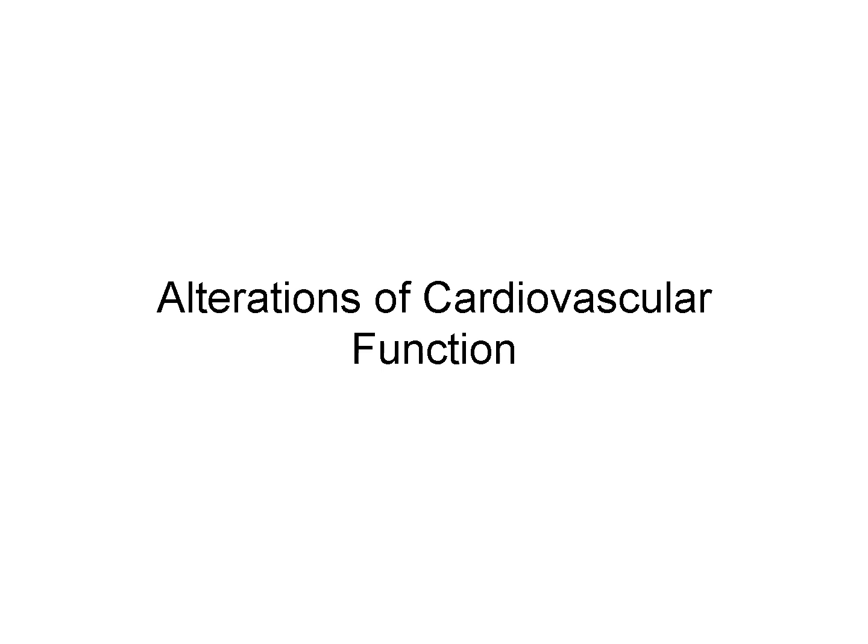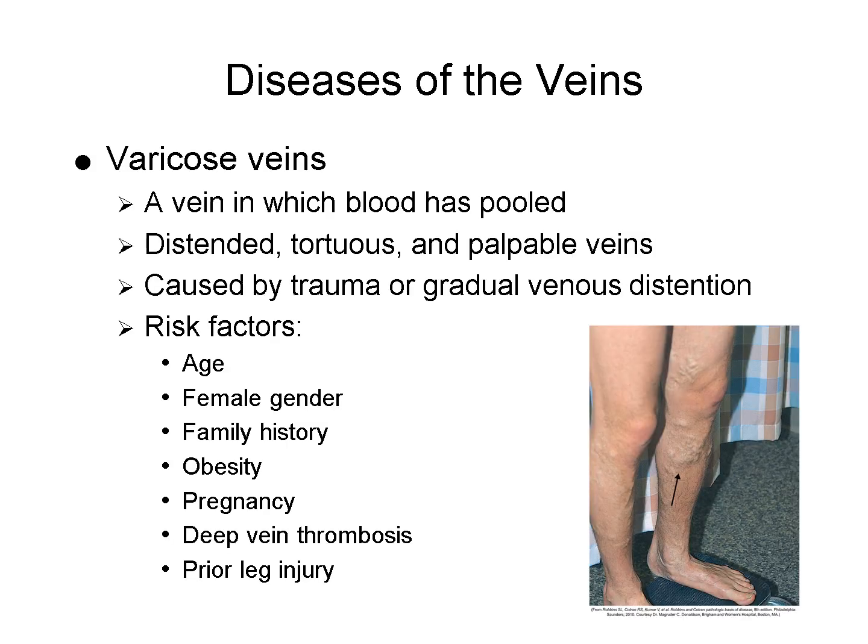Alterations of cardiovascular function. Varicose veins occur when blood pools in veins, causing them to become distended, tortuous, and easily palpable. Trauma or gradual venous distension often triggers this condition. Risk factors include aging, female gender, family history, obesity, pregnancy, deep vein thrombosis, and previous leg injuries. Managing these risk factors can help prevent varicose vein development.